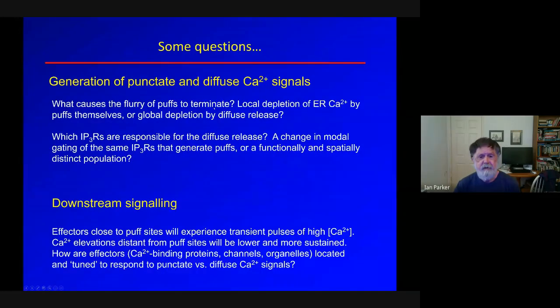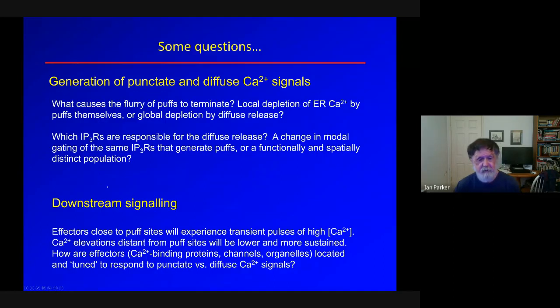And then what we're seeing is two different modes of calcium release. But does that imply two different populations of IP3Rs? Might it be that the IP3Rs that give the puffs have their gating modulated, so instead of giving puffs, they're just giving some sort of very gradual trickle of calcium? Or is there a completely separate population of IP3Rs giving the diffuse release? So that's the generation of the signal.